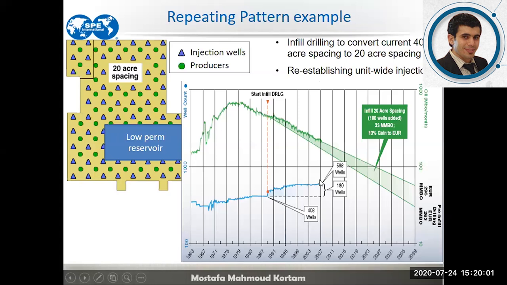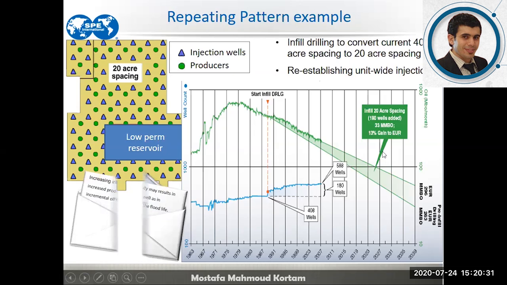That is a decline of the daily field production without applying this extensive work of infill well drilling. And that was the performance after drilling and decreasing the spacing. They got about 33 million barrels of oil, or a 13% gain in the incremental recoverable reserve. So increasing the infill well intensity may result in increased production rate as well as incremental oil recovery, and that was the case in this example.